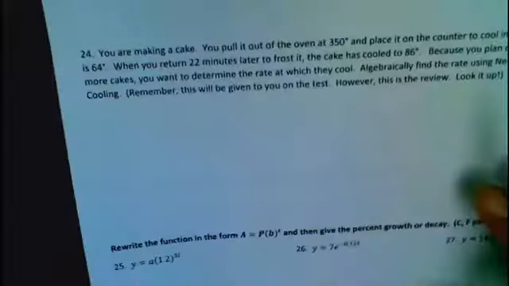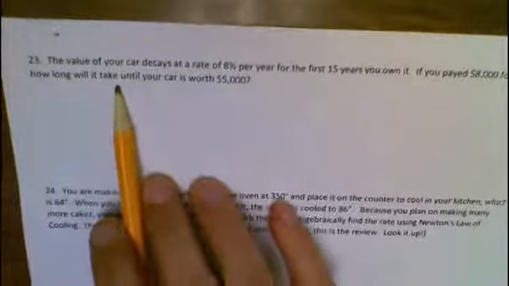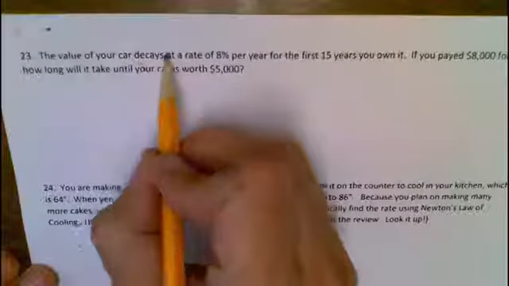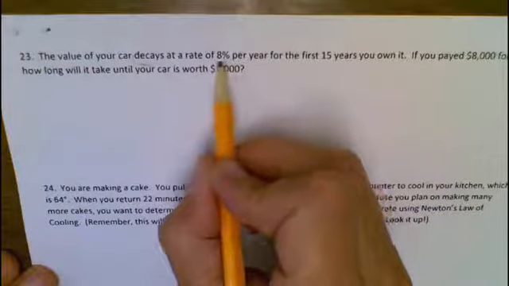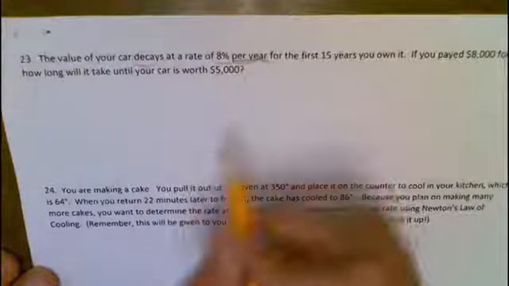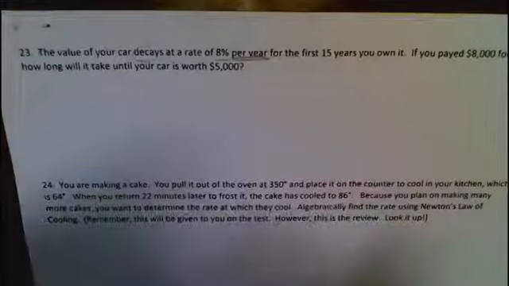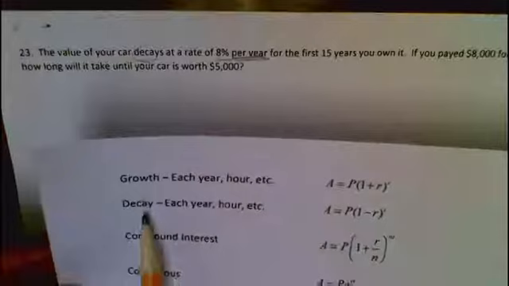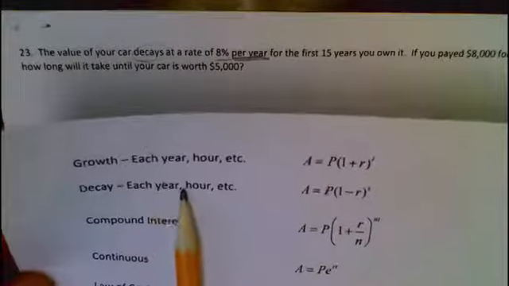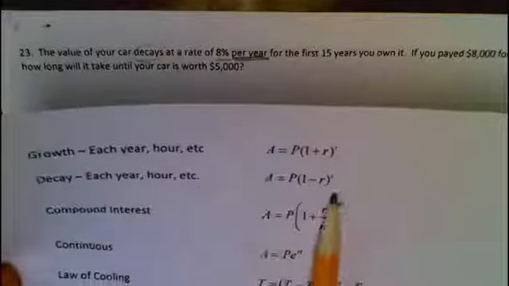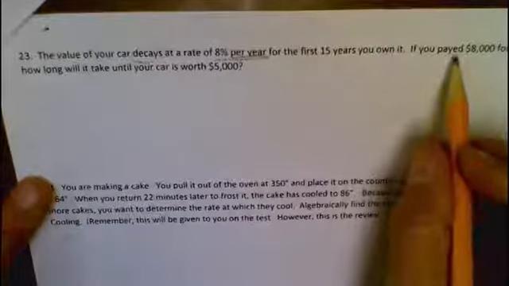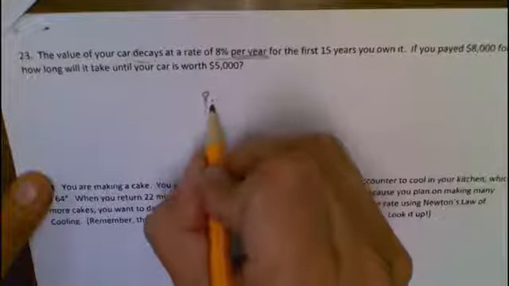Number 23 talks about the each year one. It's saying the value of your car decays, so again it's getting smaller, at a rate of 8% per year. Okay, so that's when we're looking at this where it says it's decaying by a certain percent each year or each hour. So we're going to use this formula. So the initial amount, you paid $8,000 for it. So that's $8,000.